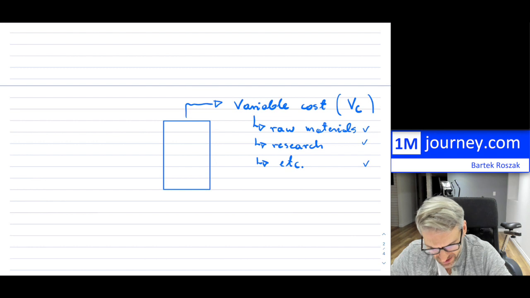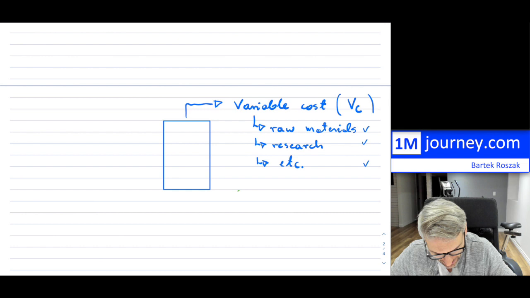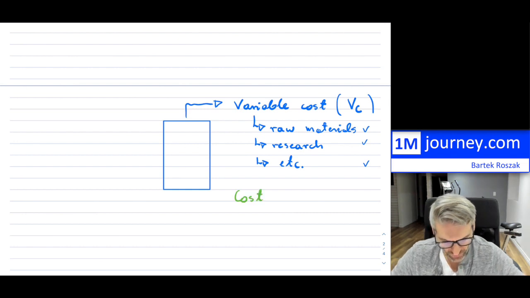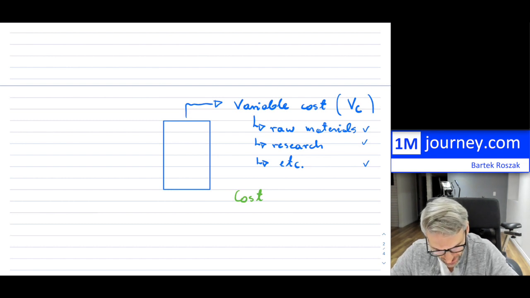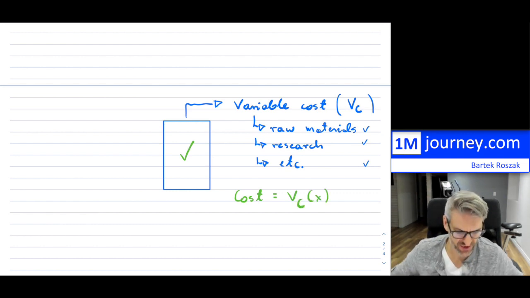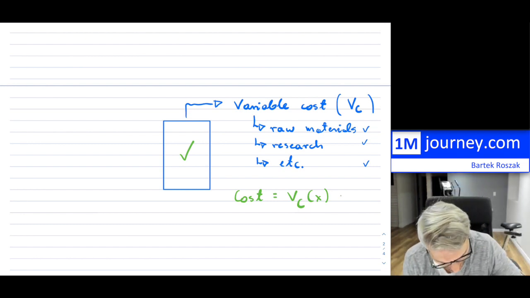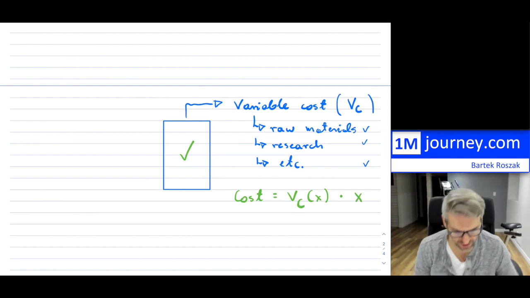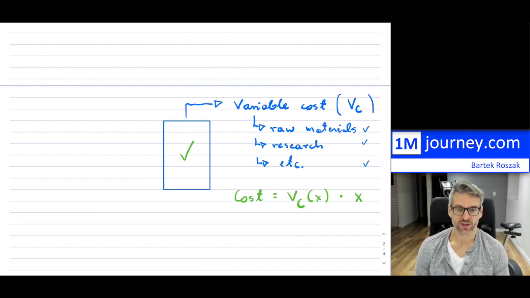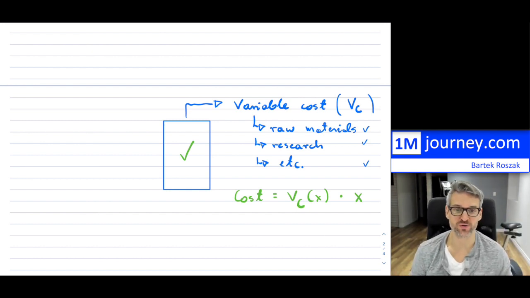So when in business we say, or at least they say, it's not like I am a businessman of some kind, but when they are referring to the cost, they typically will be referring to the variable cost per phone, where X is for the phone itself, multiplied by how many phones you're actually making. So that would have been kind of like your total cost for all the phones that you have made.